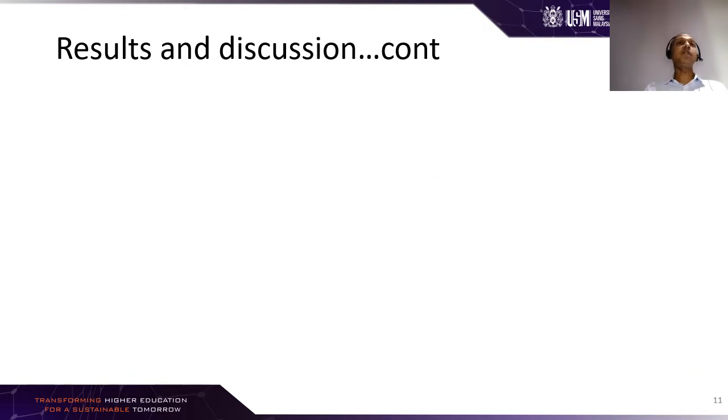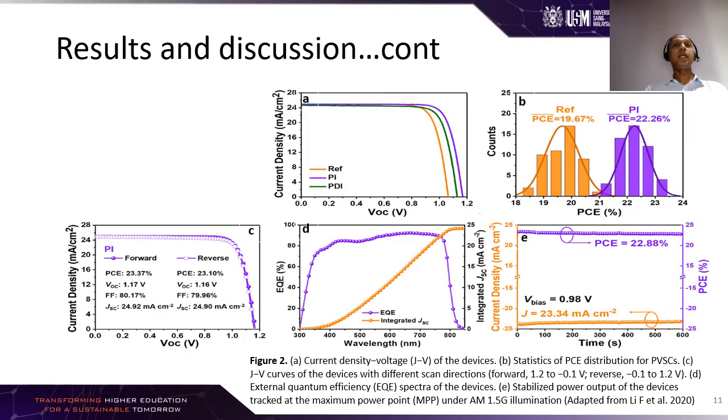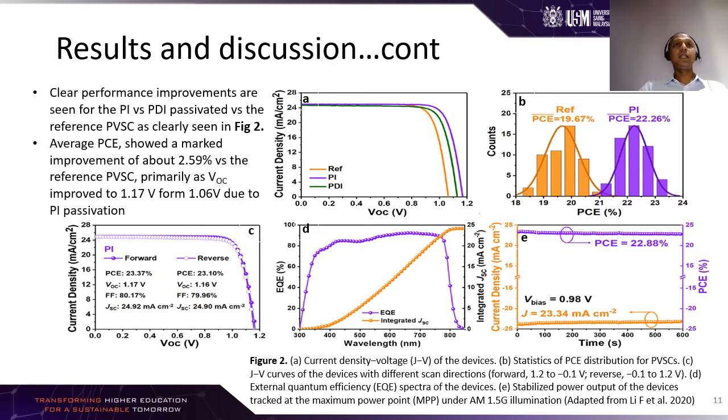Now, continuing further on the results and the discussion, here you can see the various graphs from the characterization analysis that they had done. Clear performance improvements are seen on the PI, the piperazinium iodide, versus the PDI, which is the piperazinium diiodide passivated, versus the reference perovskite solar cell, as clearly seen here on Figure 2.